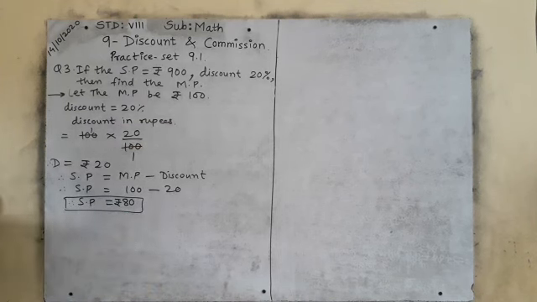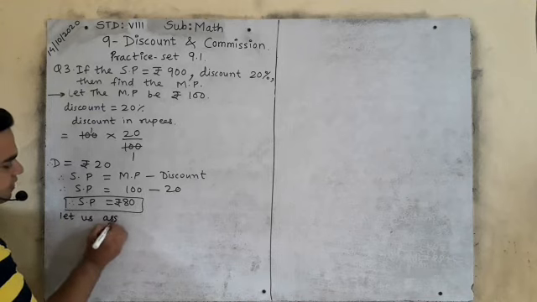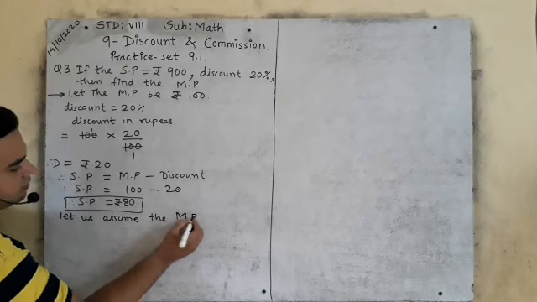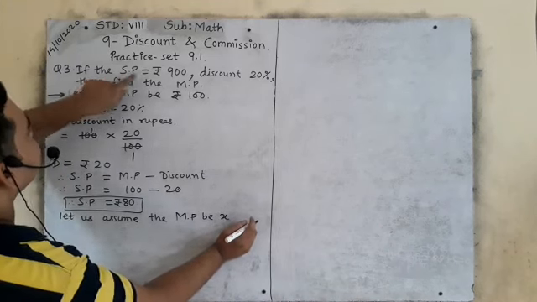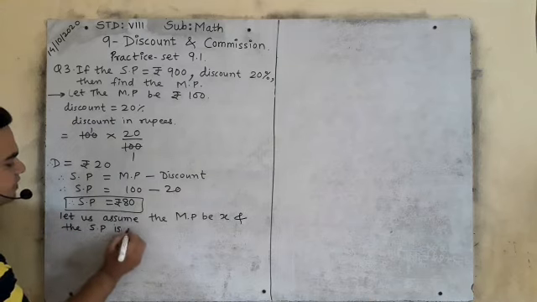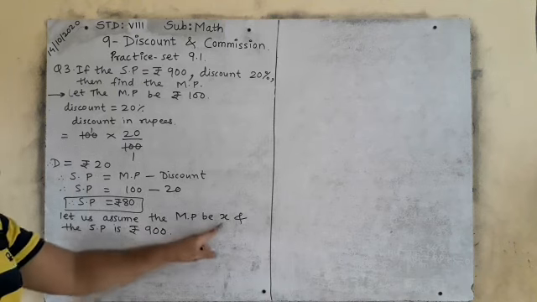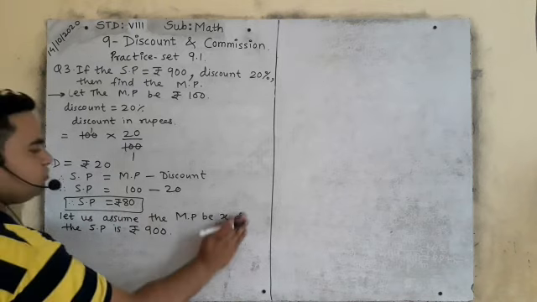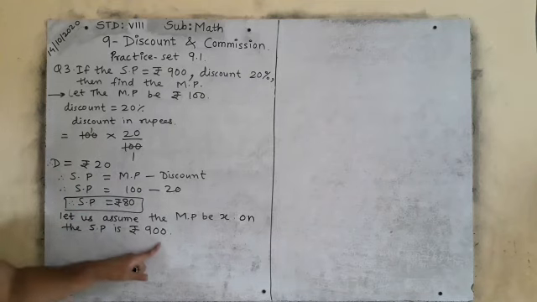Now we will consider, let us assume the mark price be X, and the selling price is rupees 900. Let us assume the mark price be X and the selling price is rupees 900.